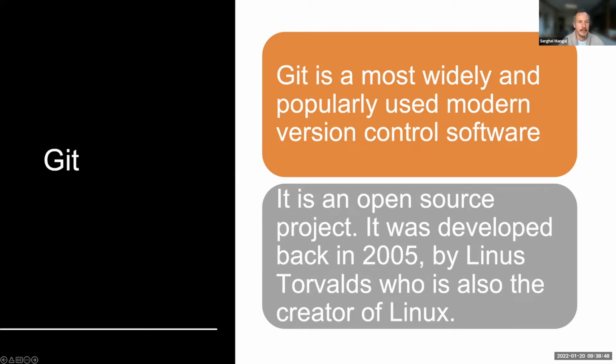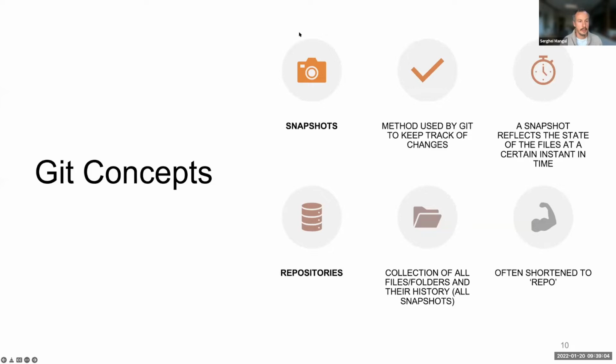It has now become quite popular and mainstream in science, which is great. I think that shows that science is moving in that direction, toward open science and things like that. All right, so Git concepts. We'll talk about the methods Git uses to keep track of your changes. And then we'll talk about snapshots, which reflect the state of the files at a certain instant of time, like taking a picture and saying, what is now?